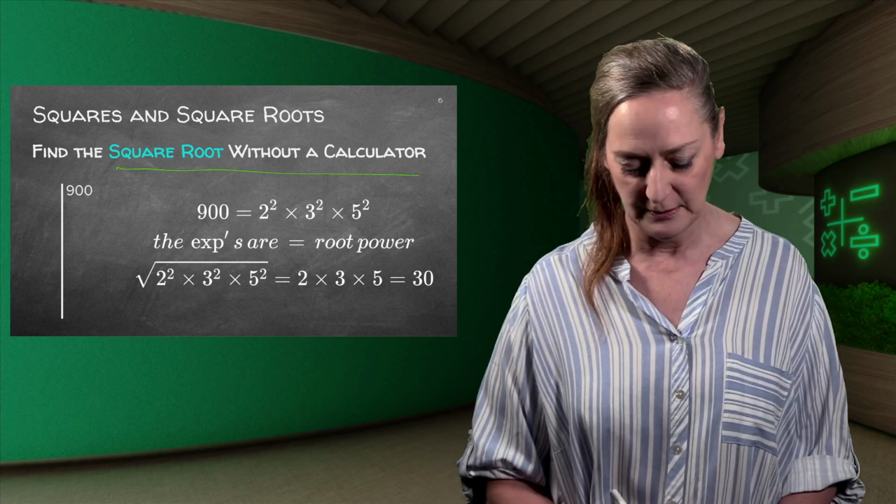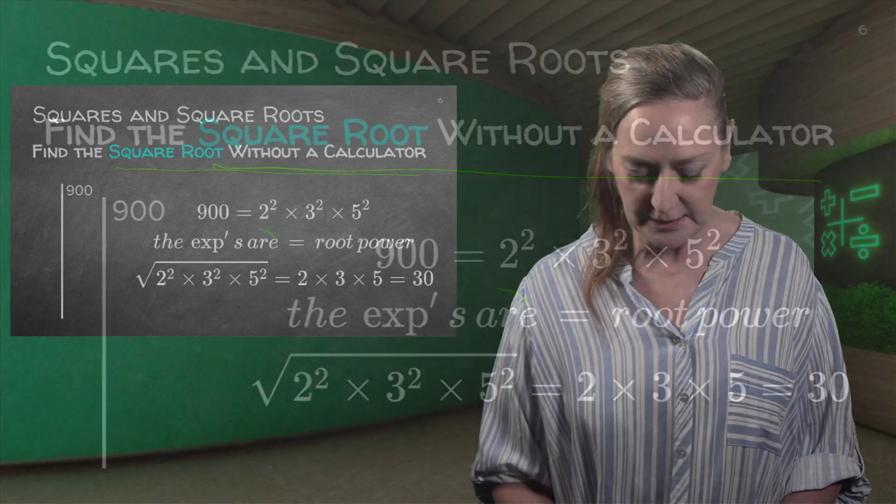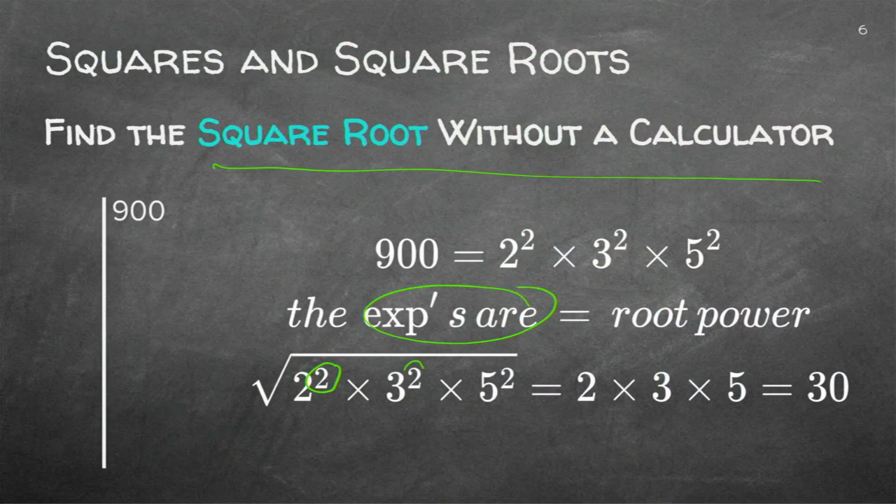Now what is very important this year would be to find the square root without a calculator. And for that, you need your exponents the same as the root power. And to find this, you have to rewrite 900 as the product of its prime factors. We will do this in a video later again, the product of its prime factors. So you're going to start dividing by the first prime factor. You keep on dividing by your prime factors.